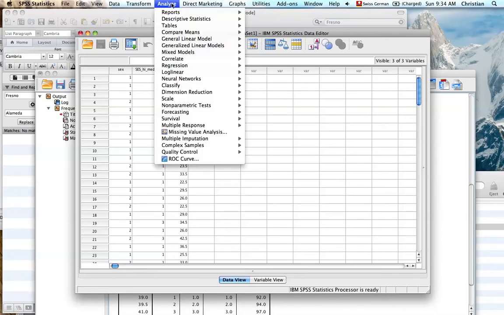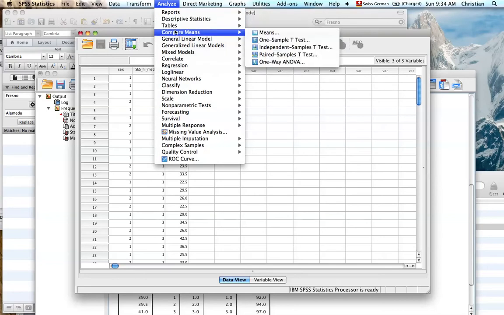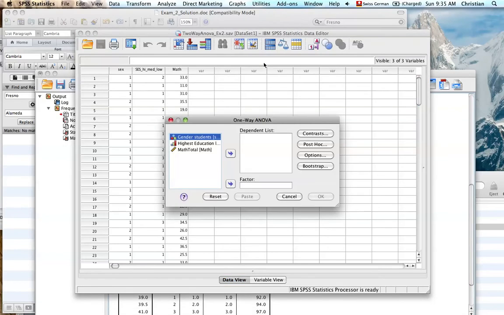We're going to go into Analyze, Compare Means, One-Way ANOVA. As a factor, we choose highest education. This factor has 3 levels. And we choose math total as the dependent variable, and we have it up here.